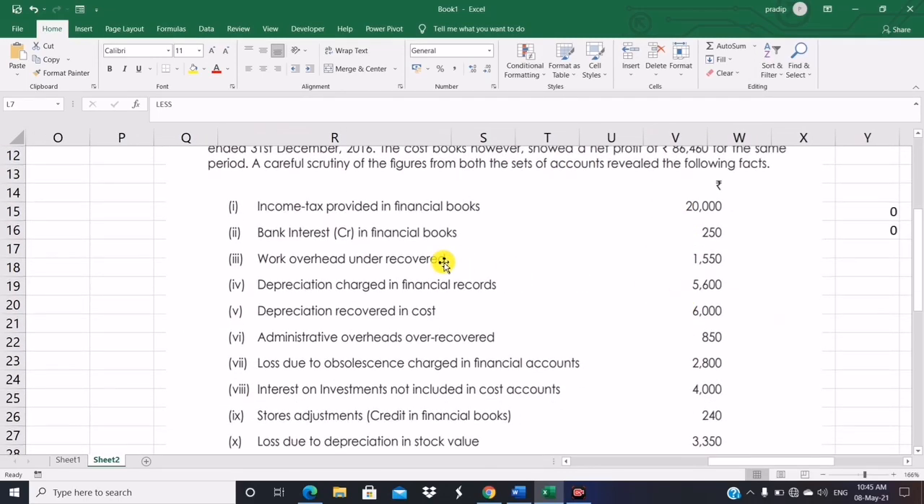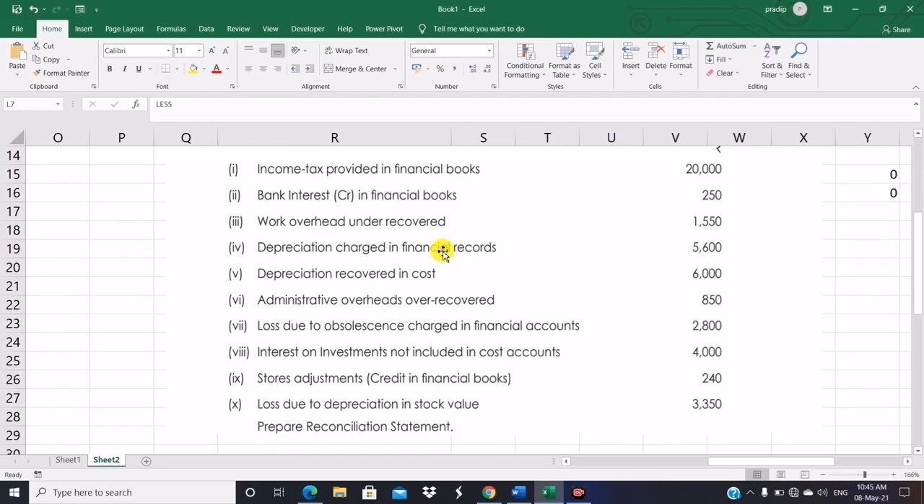Next item is work overhead under-recovered 1550. It is clearly mentioned under-recovery of 1550, and work overhead is our expense. If expense is undervalued, what we have to do is less.